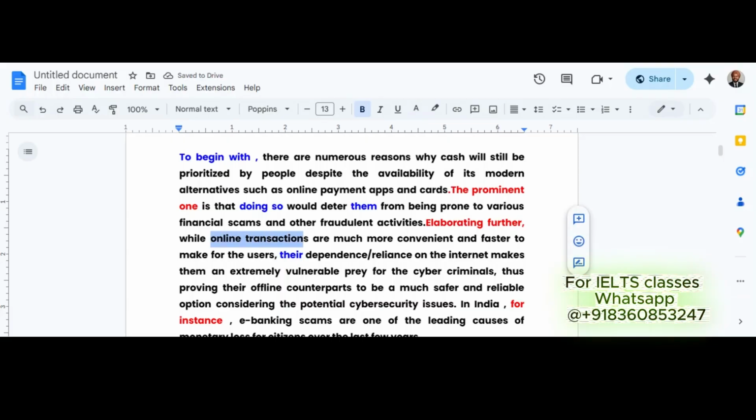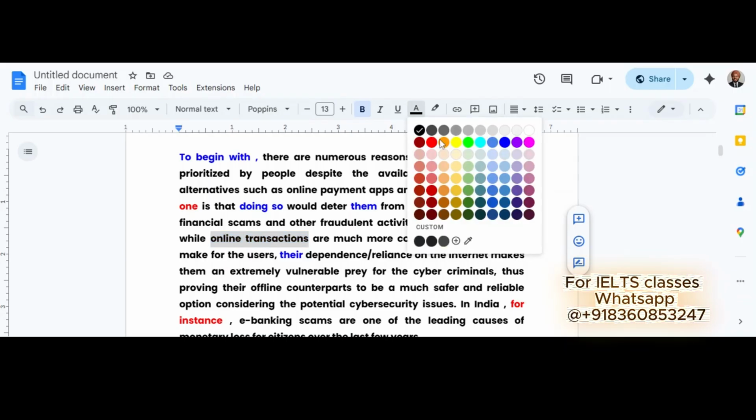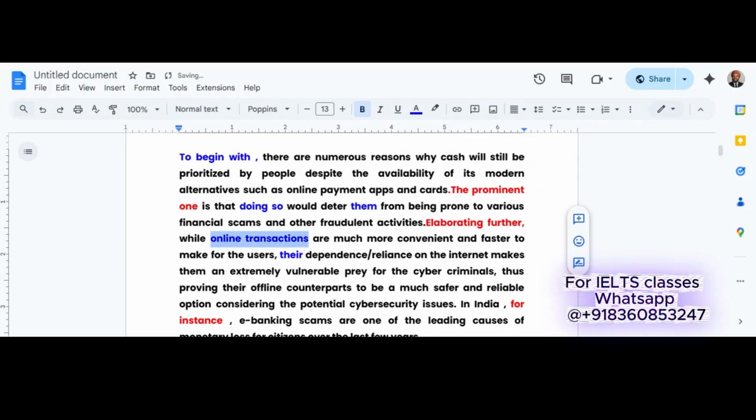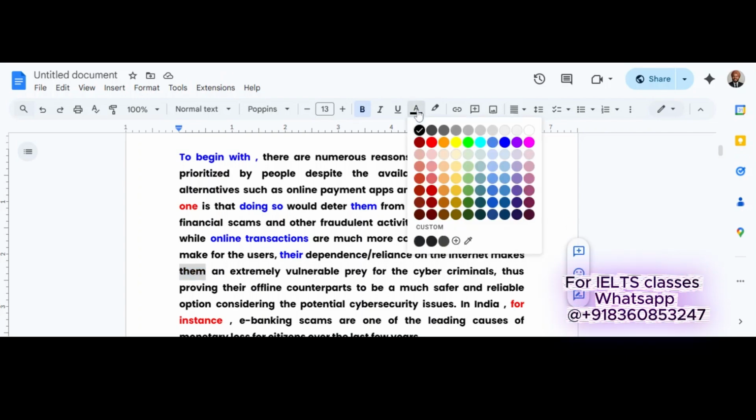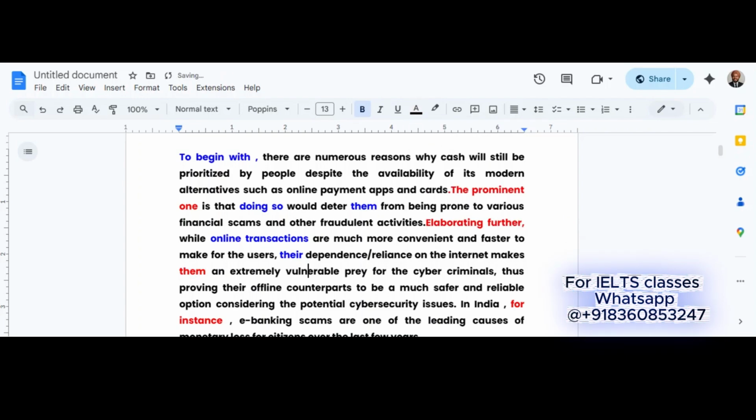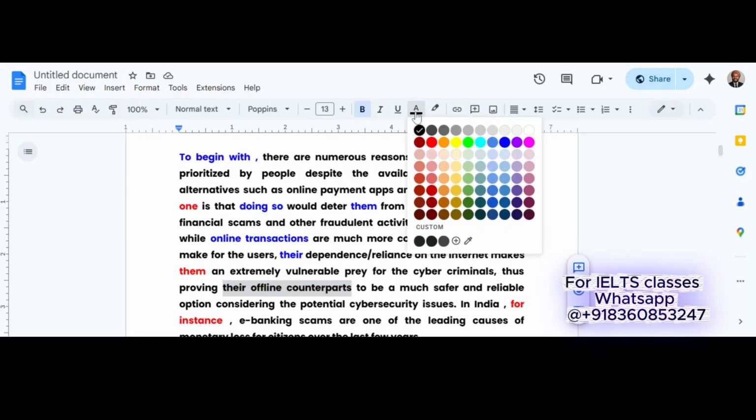Online transactions. Now here, "they" means online transactions. We are referring to online transactions using the pronoun "they". Their dependence, online transactions' dependence or reliance on the internet, makes them, again "them", who? Online transactions, make them an extremely vulnerable prey to cyber criminals, unlike their offline counterparts. Their offline counterpart, whose offline counterpart?